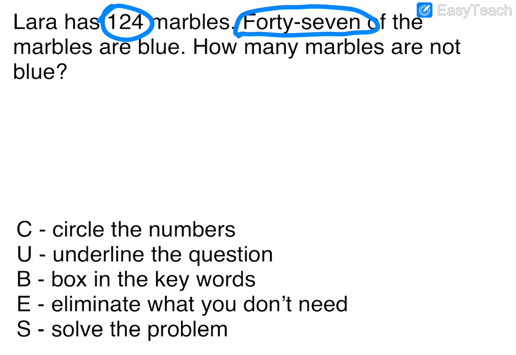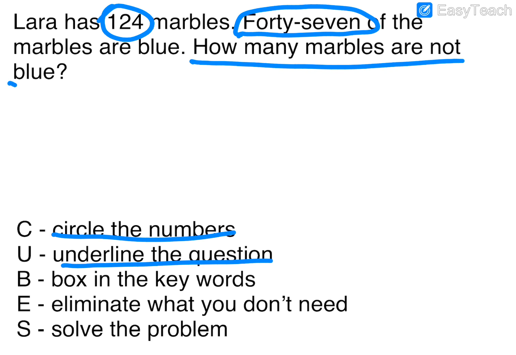Next, we're going to do U, which is underline the question. So I'm going to read through this again and identify what my question is. Laura has 124 marbles. 47 of the marbles are blue. How many marbles are not blue? I know this is my question because it's got a question mark at the end.